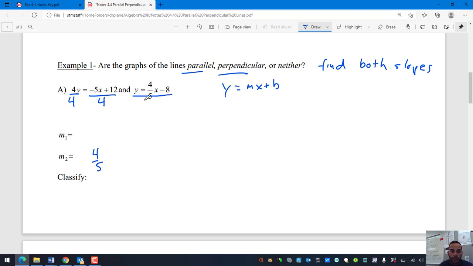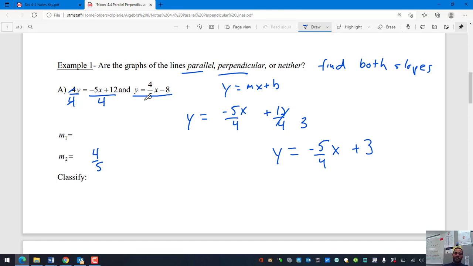Okay, watch what happens here. The 4 cancels with the 4, and I'm just left with y. And basically, each of these pieces is going to be divided by 4. I'll have negative 5x divided by 4 plus 12 divided by 4. When I clean this up a little bit, we know that 12 divided by 4 is equal to 3. So my nice equation for the first line should come out like this: negative 5/4 x plus 3. This is the equation for the first line in slope-intercept form.